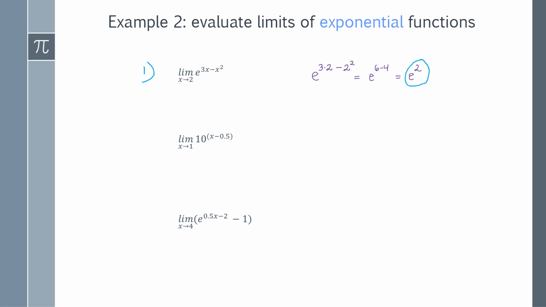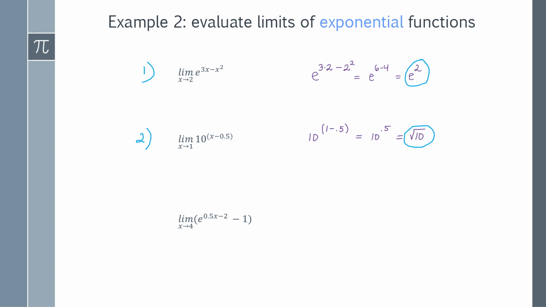Let's take a look at the second problem. Our base is 10. This is still an exponential function. It's just that our base is something different than e. So the function is 10 to the power x minus 1/2, and we would like to find the limit as x goes to 1. Same idea. We're just going to evaluate that expression at x equal to 1. We plug in 1 here, and that's going to be 10 raised to the power 0.5, or 1/2, and that's equivalent to the square root of 10. This is fairly straightforward.